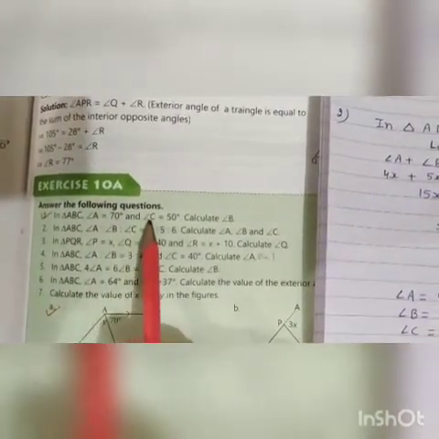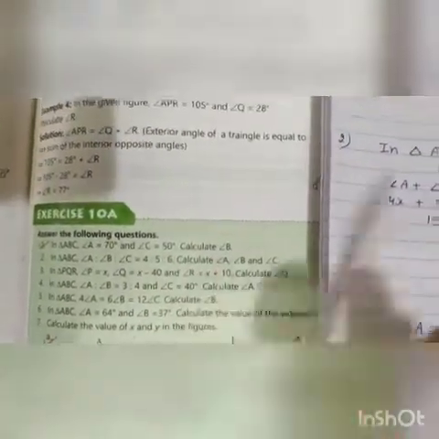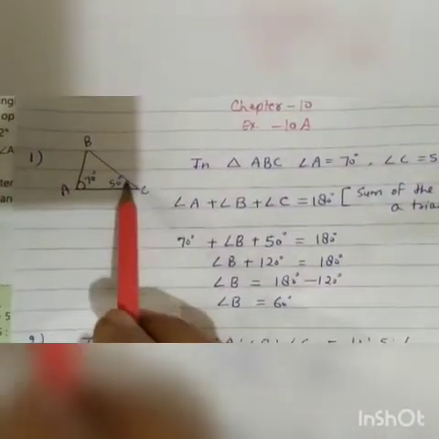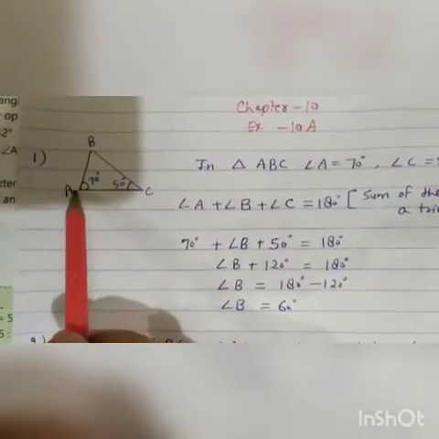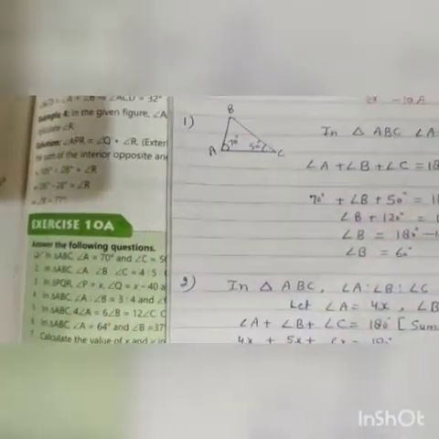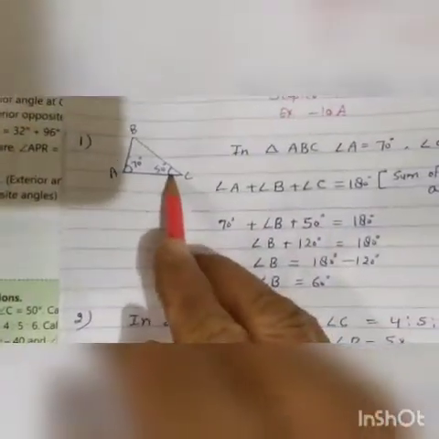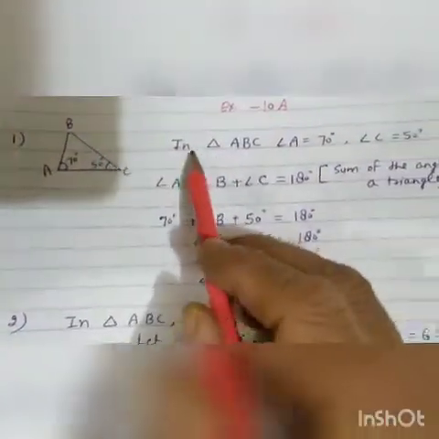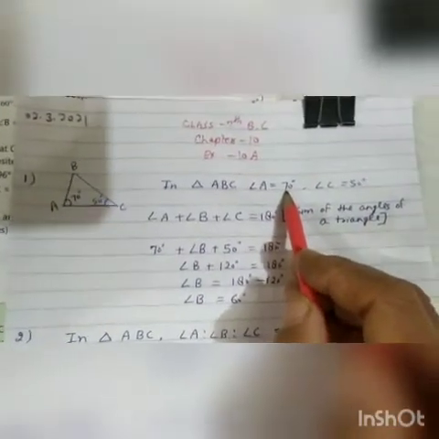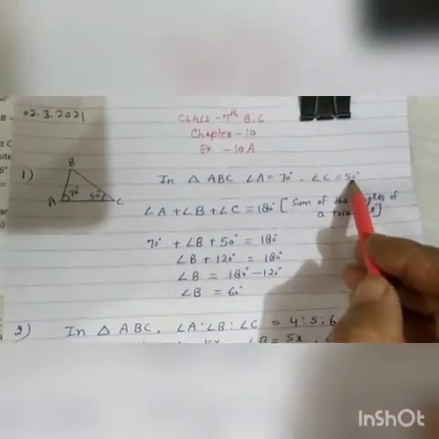In this exercise, the first question is: in triangle ABC, angle A is 70 degrees and angle C is 50 degrees. Calculate angle B. See students, suppose this is a triangle. In this triangle, angle A is 70 degrees given in the question. Angle C is given as 50 degrees and B we have to find out.